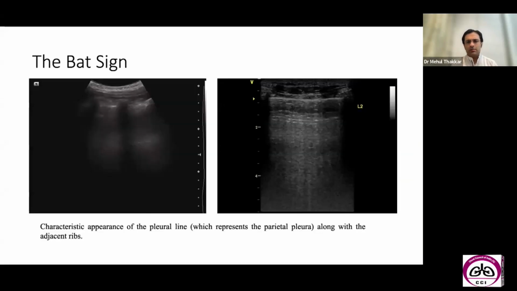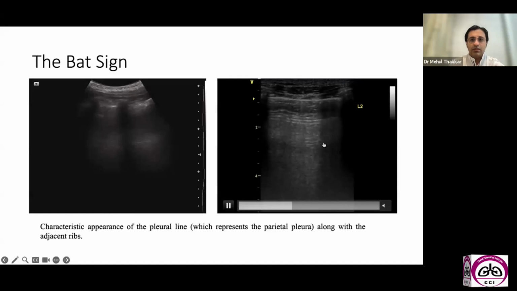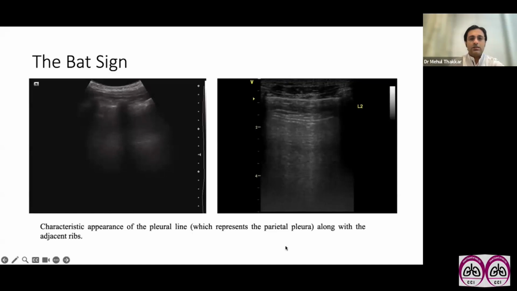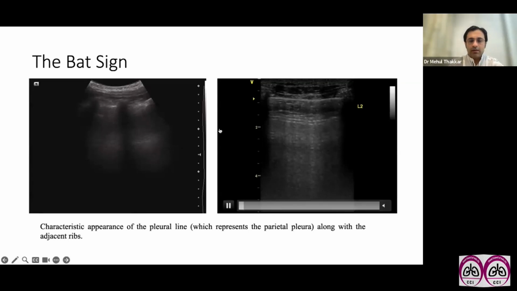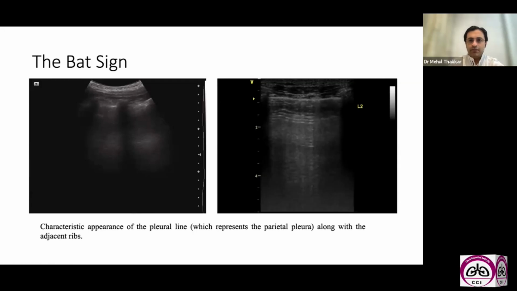And there are multiple signs that you can see. I'll just speak about the basic ones. The most important that you see is the bat sign. What the bat sign means is the characteristic pleural line along with the adjacent rib. So this looks like a bat. Here you can see on the video, it's a very short clipping, but I'll play it again. This is called the bat sign.